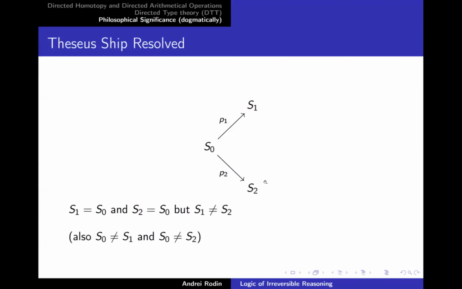Right, that's Theseus' ship. There is nothing wrong with the idea that this initial ship is identical to both of these, but the identity is not symmetric, right? But these are different, so why not? And okay, that's the end.